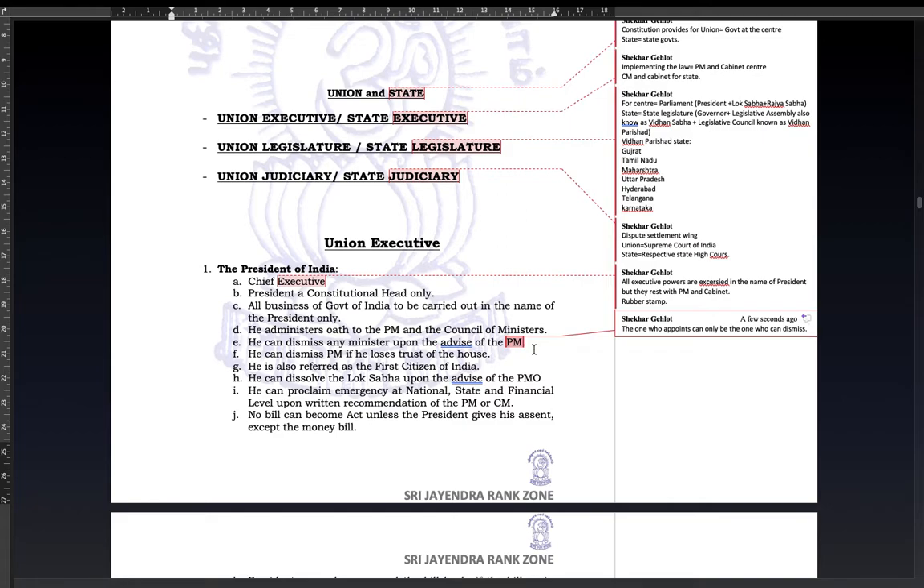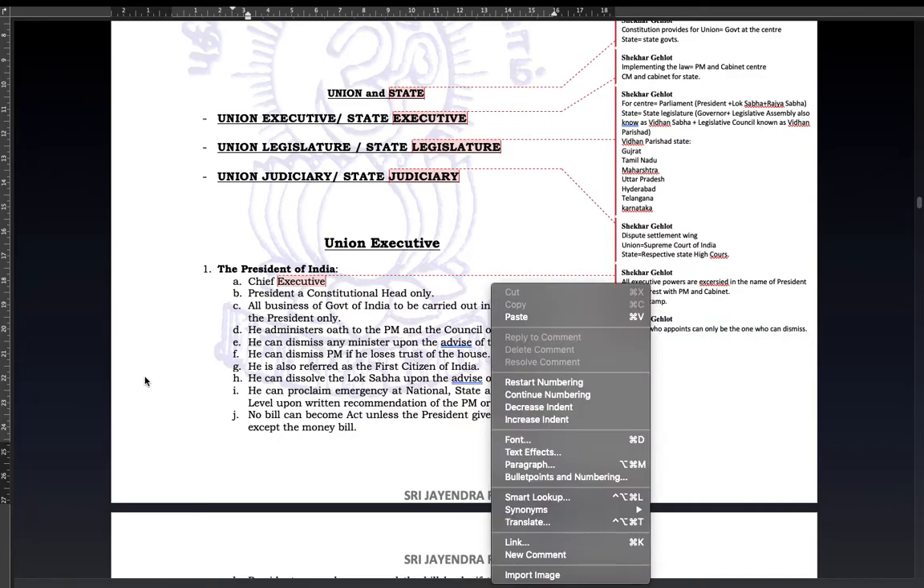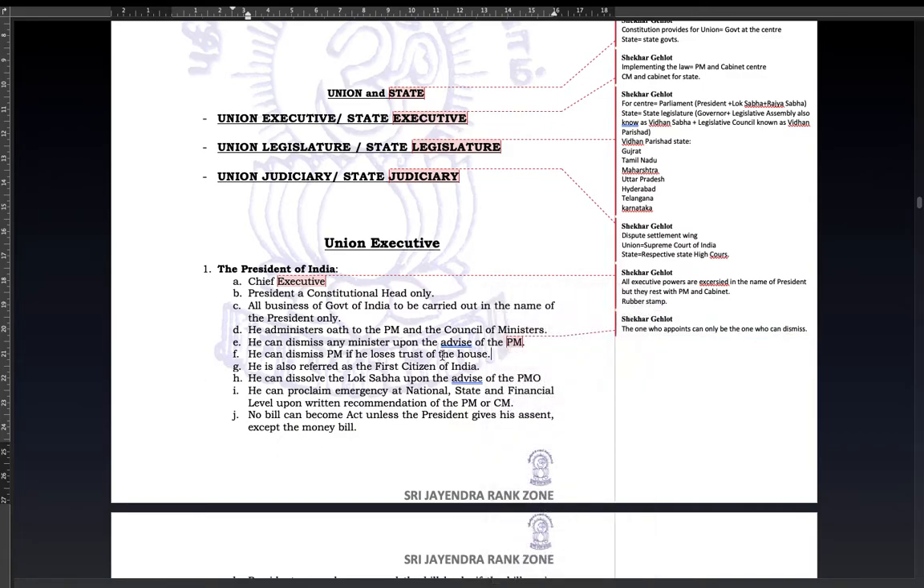Okay, if he wants to dismiss a minister from his cabinet, and the minister is refusing to resign, then the prime minister will simply make a recommendation to the president of India, and the president of India, acting on the advice of PM, will dismiss the minister. He can dismiss PM if he loses trust of what? Yes, he can even dismiss the prime minister if he loses trust of what?